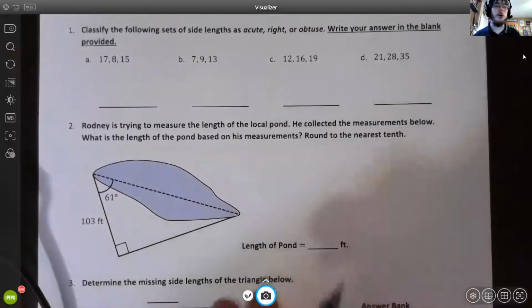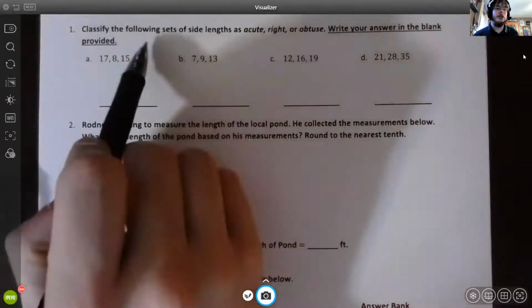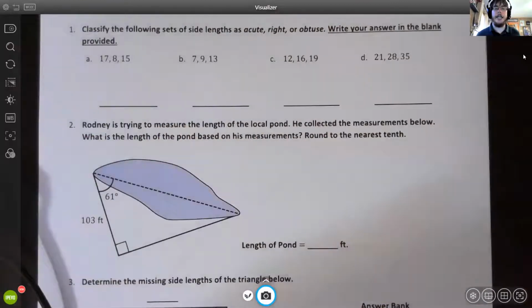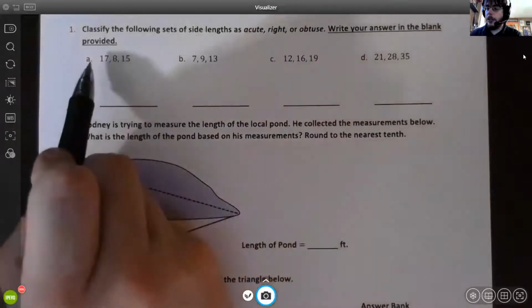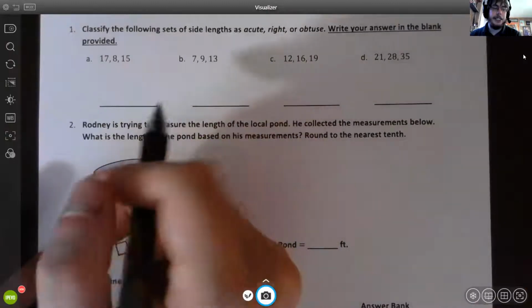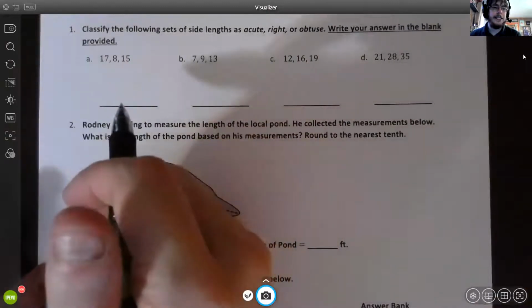So let's look at number 1. It says, classify the following sets of side lengths as acute, right, or obtuse. Write your answer in the blank provided. So our first one here, since it wants us to classify, we need to identify our A, B, and C value.